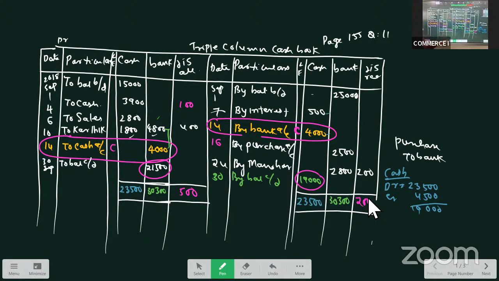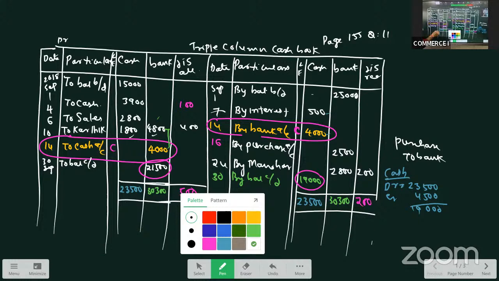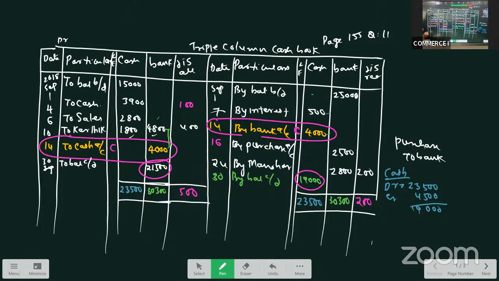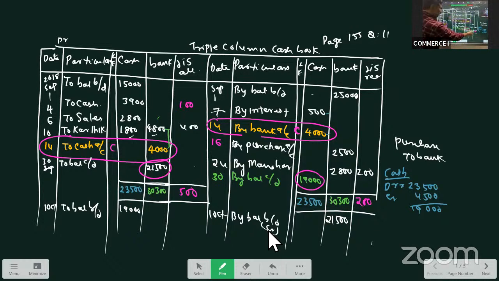Okay. Now bringing forward the balance. Cash balance we show on the debit side on 1st October, to balance brought down. What is the cash balance? 19,000. And again, 1st October by balance brought down. What is the bank balance? It is credit balance 21,500. Bank is by balance brought down. Okay. That's all.